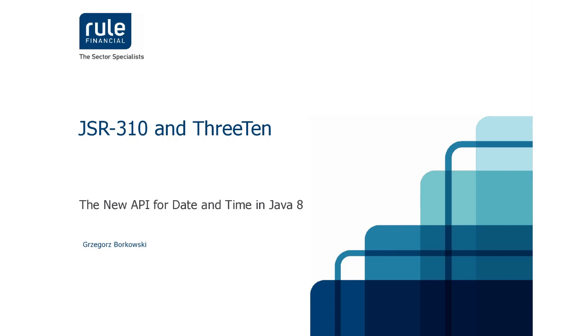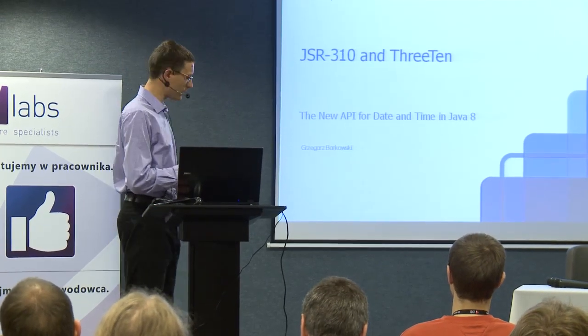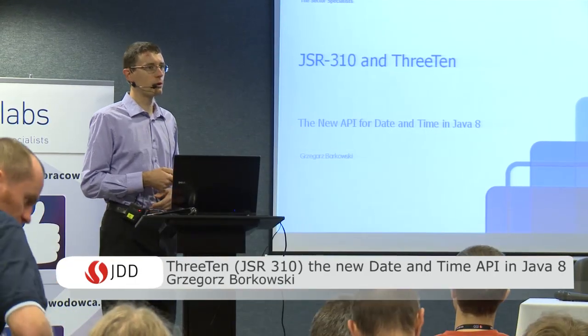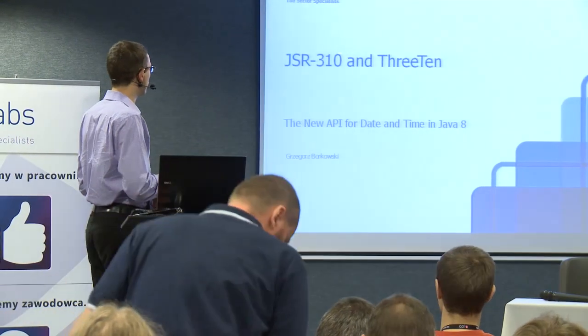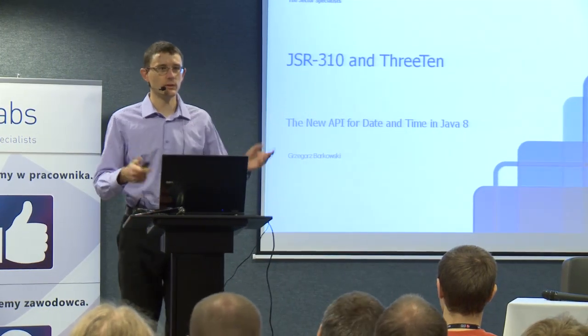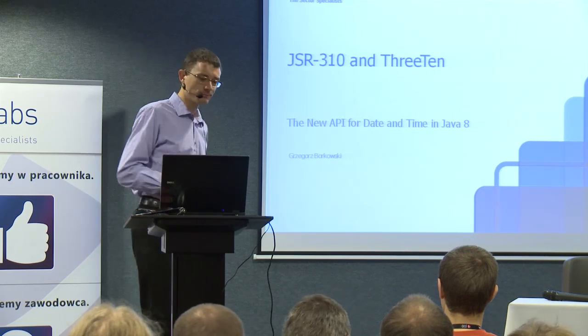Right, so today we're going to talk about JSR 310, which is a new API for Java 8 for date and time, and the 310 project. This is the specification, and this is the reference implementation project. As you see, this is a cool name for this specification, so I will just call it 310 during the presentation, and I just mean it all together.